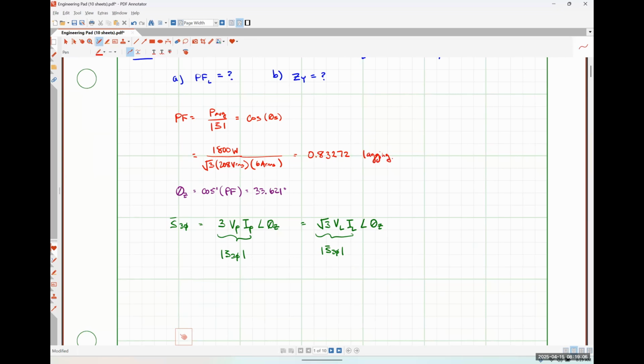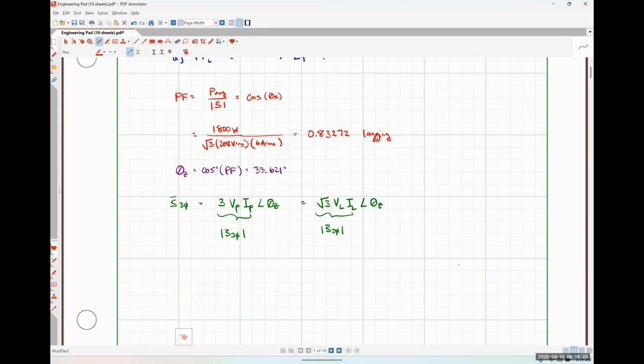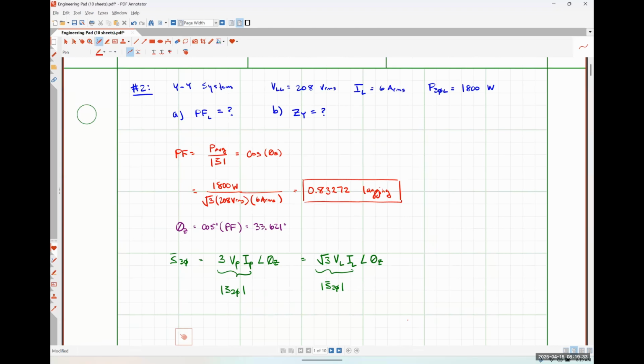we're going to wind up having a lagging power factor. Realistically, I think I needed to include one more small piece of information to make that a definitive thing. But based on my answer for part B, it would make sense that we would have a lagging power factor. So here is our result for part A. So how could I now determine my impedance per phase?